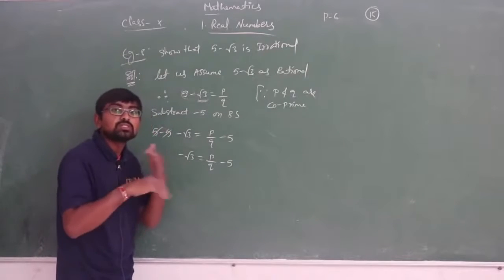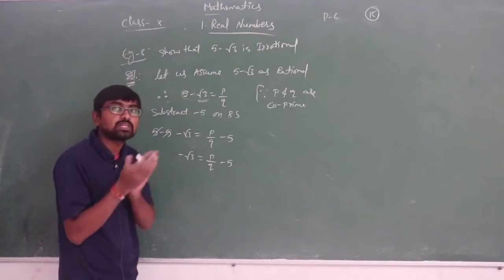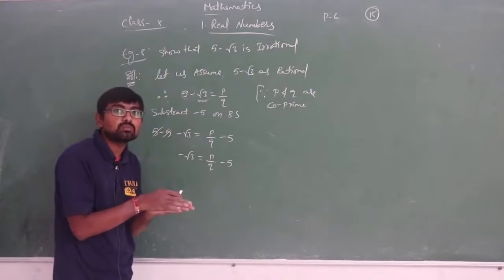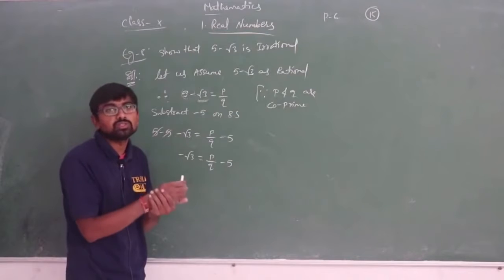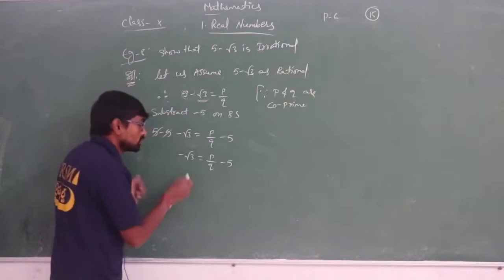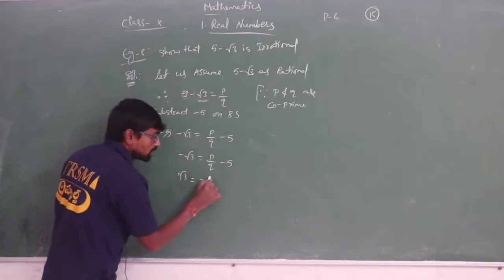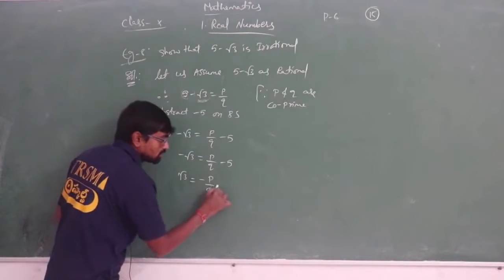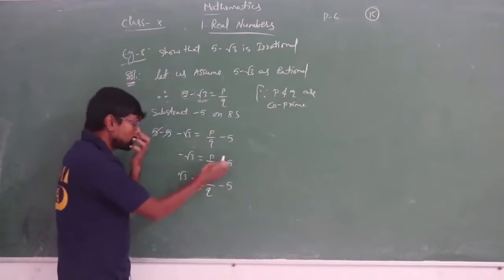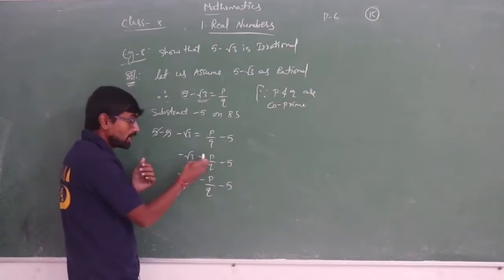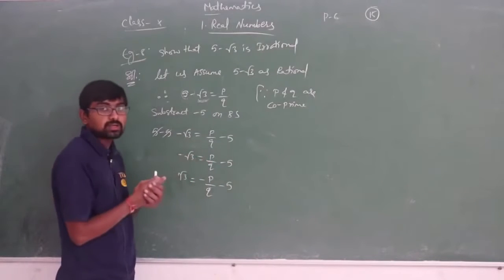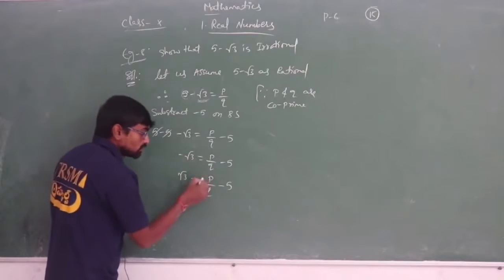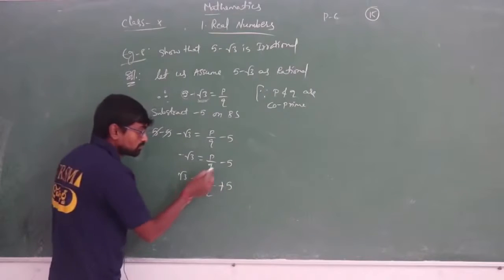So what do we need to do? Change the symbol. If we have negative, we should convert it into positive. If we have positive, we need to convert it into negative. So here it will become root 3 equals minus of P by Q minus 5. Why? I am taking minus common. Whenever I take minus as common, this minus will get cancelled, so here it will become plus, isn't it?